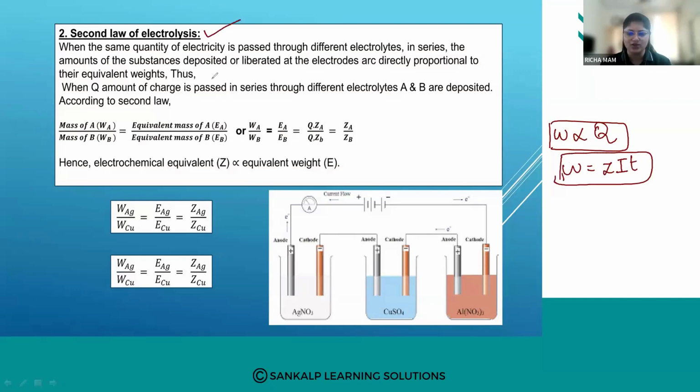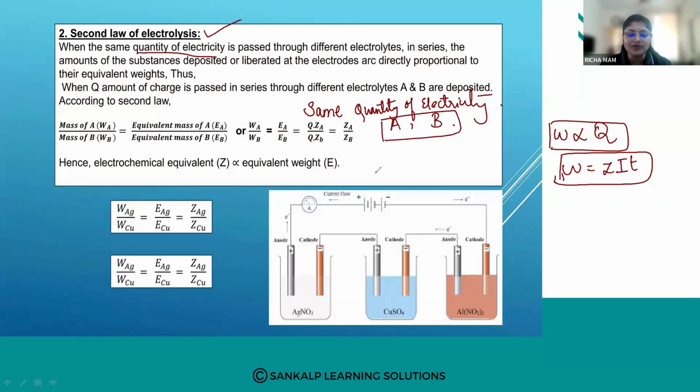Now in the second law of electrolysis, they have said that whatever quantity of electricity you are taking, that same quantity of electricity is passed through different electrolytic solutions. So here you have to consider different electrolytic solutions. Suppose you have A and B, two different electrolytic solutions. We are taking the same quantity of electricity, and it is passed through the different electrolytic solutions.